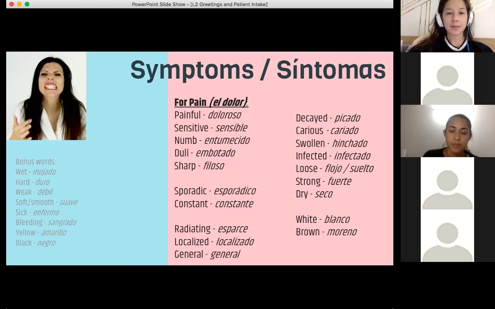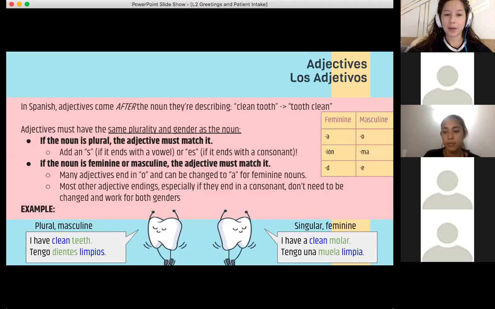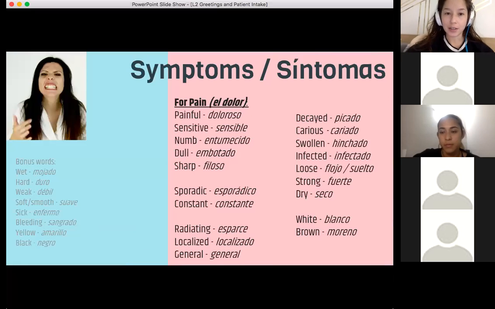Okay. And we have a lot of adjectives here for you on this page. Obviously it's hard to memorize a lot of them, but we have some very important ones for you here to remember. And these are used just in the way we described on the previous slide. They come after the nouns that they're describing.